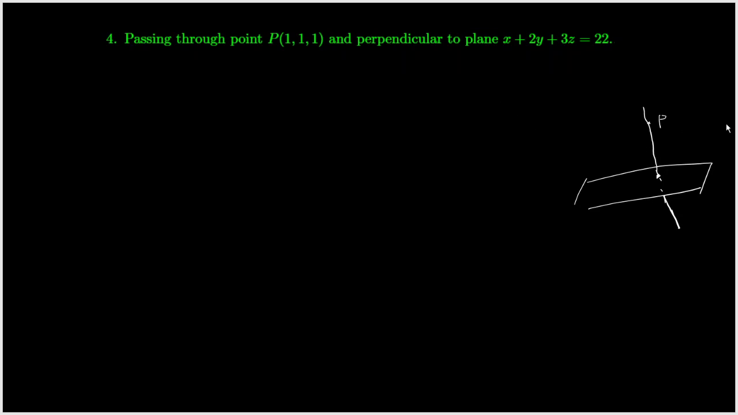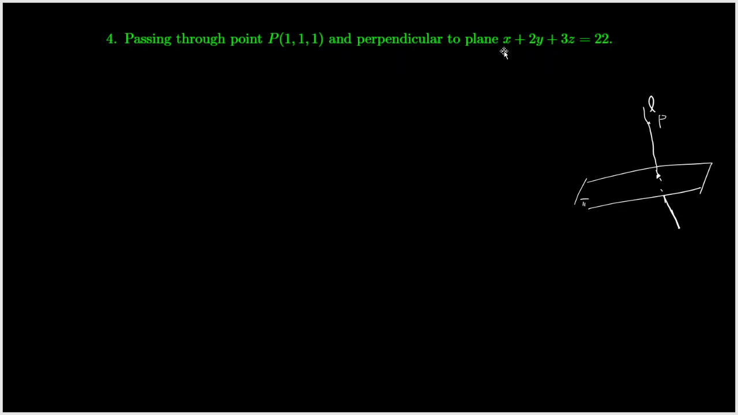The line is perpendicular to the plane. I'm going to use L to denote the line. I will use pi to denote the plane. Actually, that's a commonly used notation. Yeah, 1, 2, 3 is good. 1, 2, 3 is good actually. Now I'm going to tell you why it's 1, 2, 3.